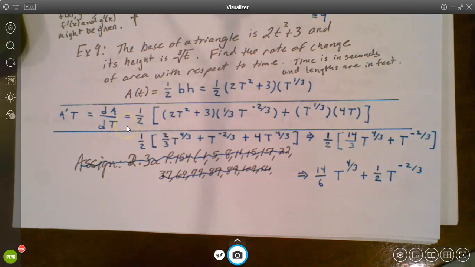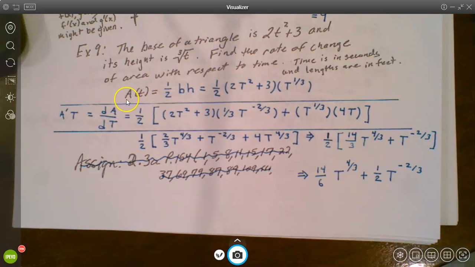But they're talking about the base of a triangle, and they're giving us this expression for the base. They're giving this expression for the height, and they want the rate of change, or the slope, or the derivative, same thing, of the area with respect to time. Right? So we're going to talk about the area of this triangle with respect to time. So area is like the y value, and t is the x value.